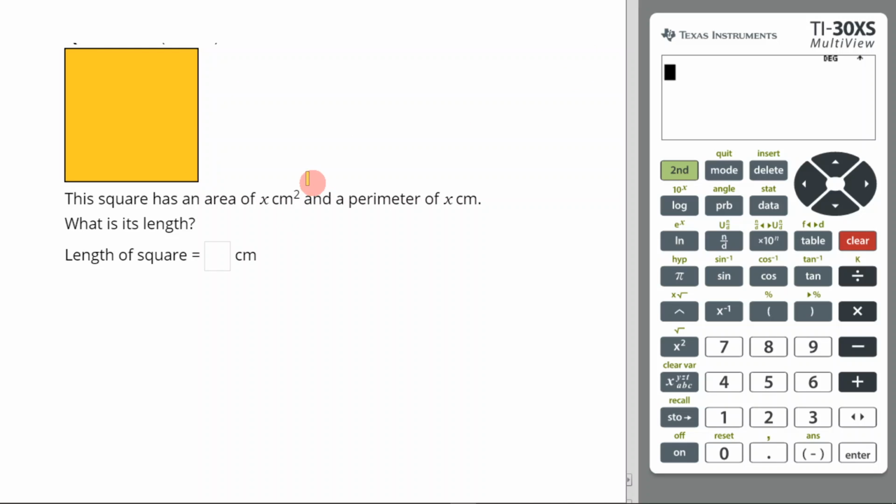It says this square has an area of x centimeters squared and a perimeter of x centimeters. What is its length? The first thing that we're going to do is just put some markings on this square. We know it's a square, so that means all the sides are the same. And what we're after is the length of one of these sides. So what is L going to be? Now remember, all these sides are all going to be L because it's a square.